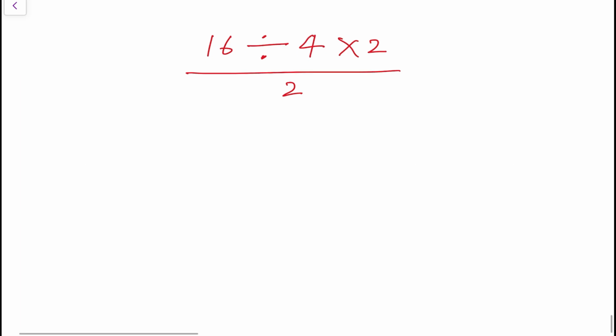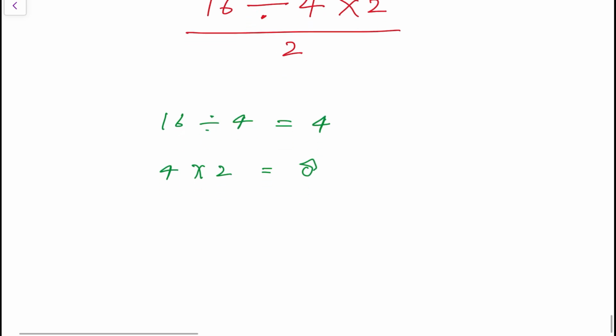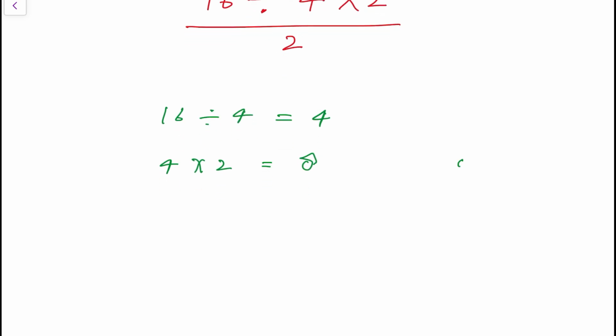So here we will first calculate 16 divided by 4. That will result in 4. Then this 4 will be multiplied with 2, which results in 8. So the numerator becomes 8.